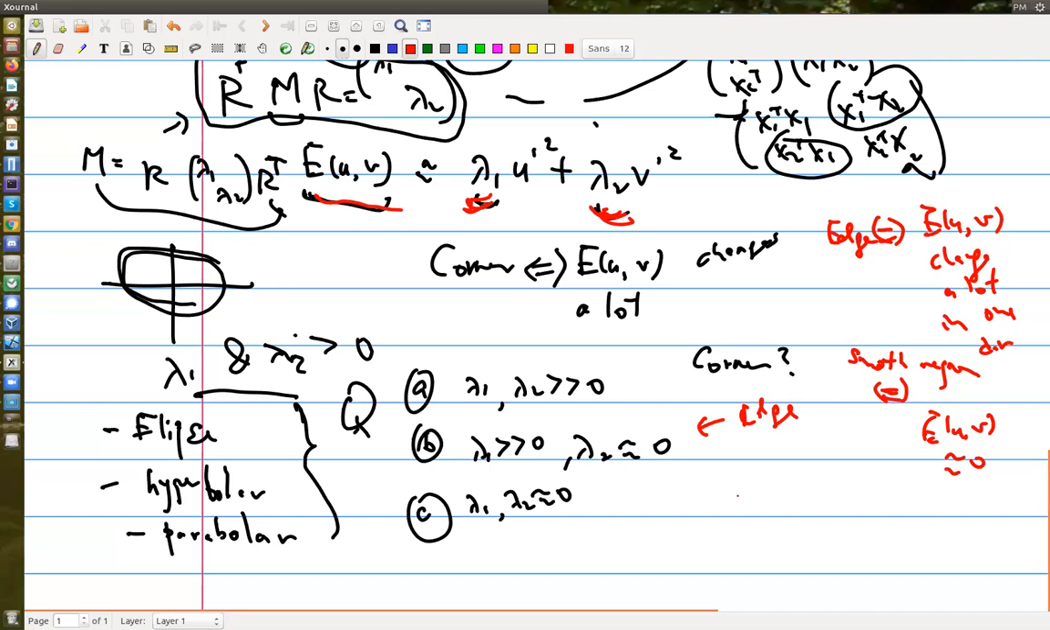More precisely, it would be an edge in the V direction. If this is the eigenvector for the V pi direction, and this is U pi here, then along the U pi direction you're going to change a lot, but in the V pi direction you're not going to change. Therefore, it's actually an edge there.